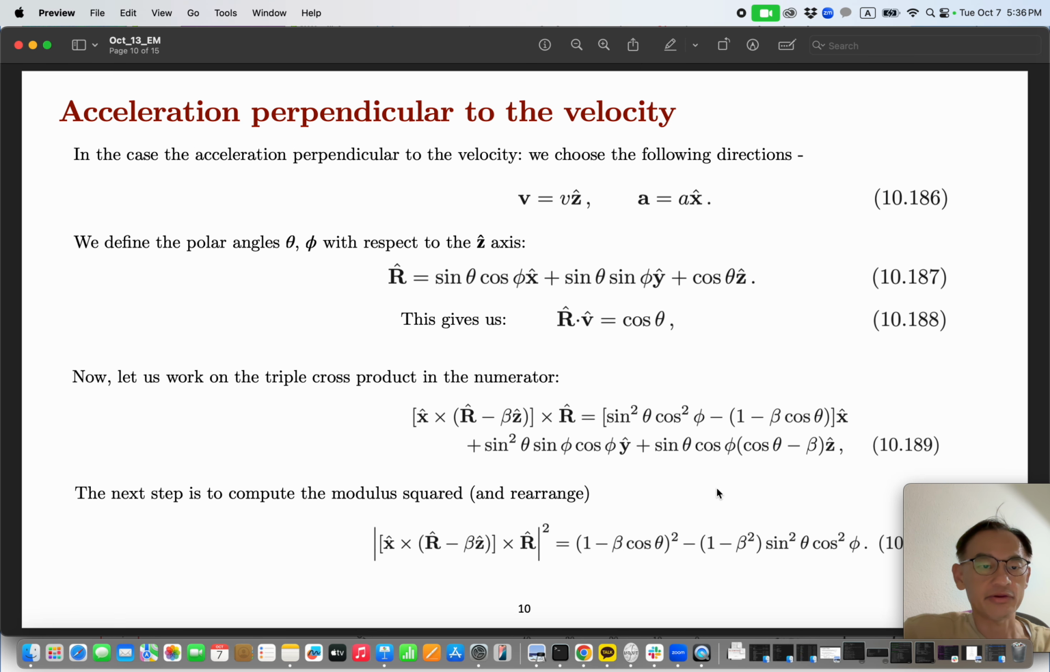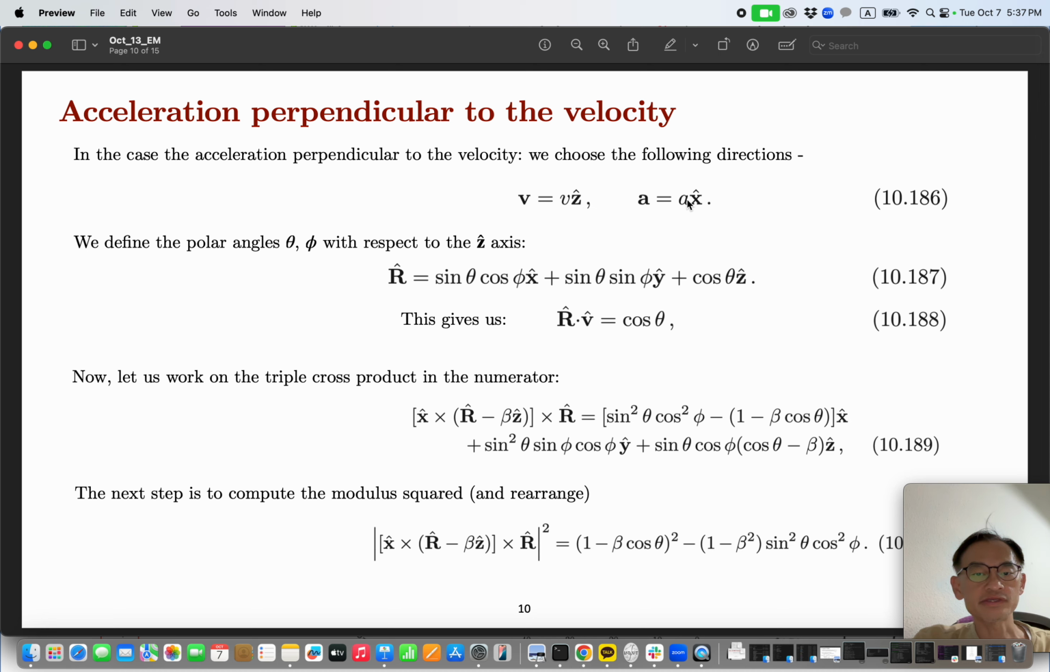I went back, sorry. So now let's talk about the acceleration perpendicular to the velocity. This is the case, as you can see, with circular motion. In the case of circular motion, acceleration is always toward the center of the circle. So the velocity part and acceleration part are perpendicular to each other. So for that, we want to parameterize v as v times the z-axis.